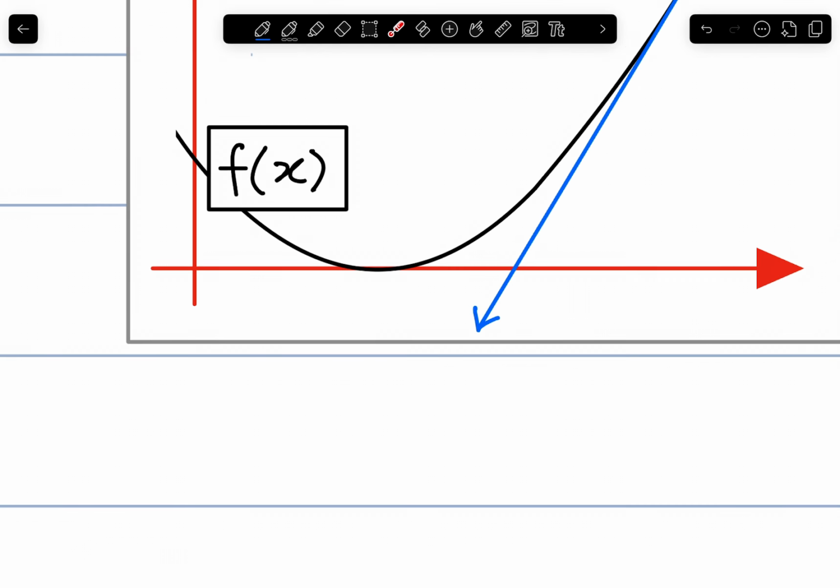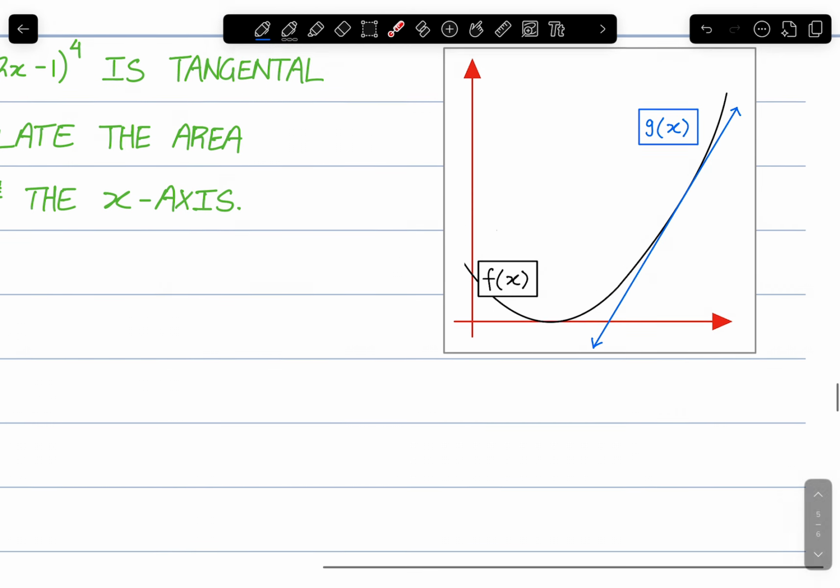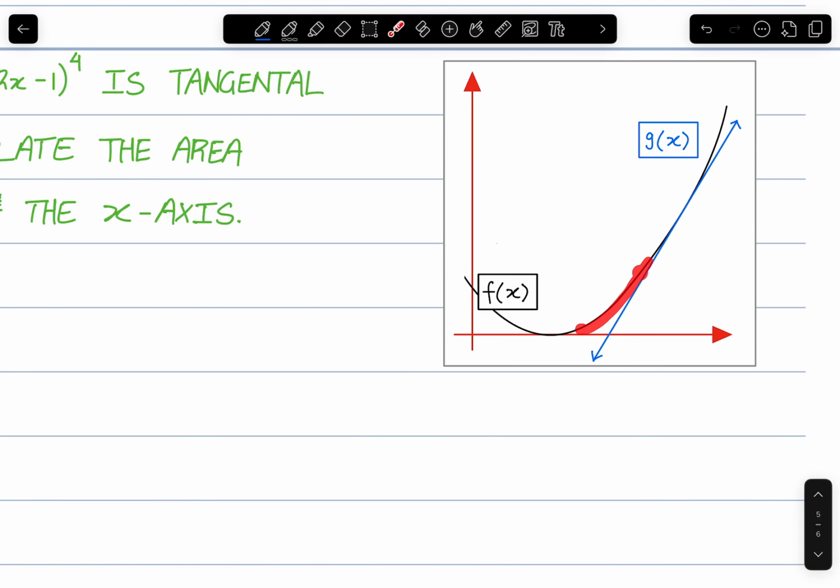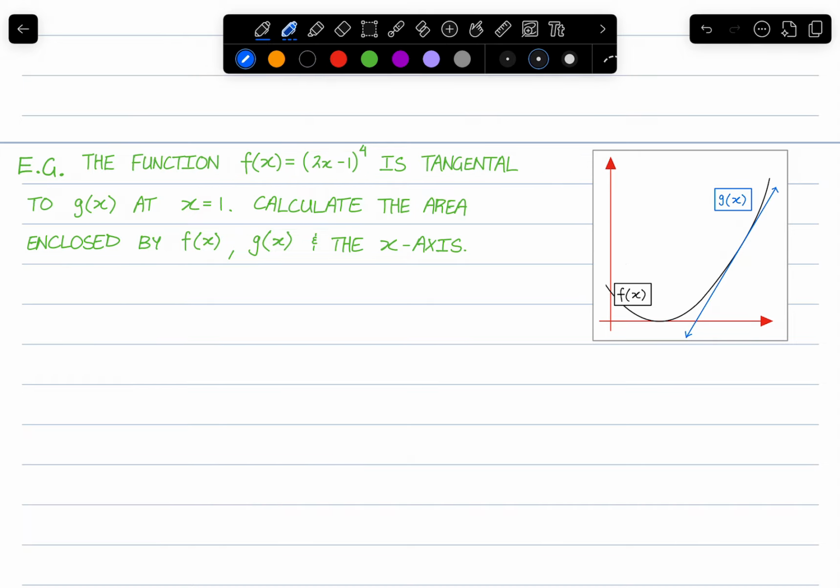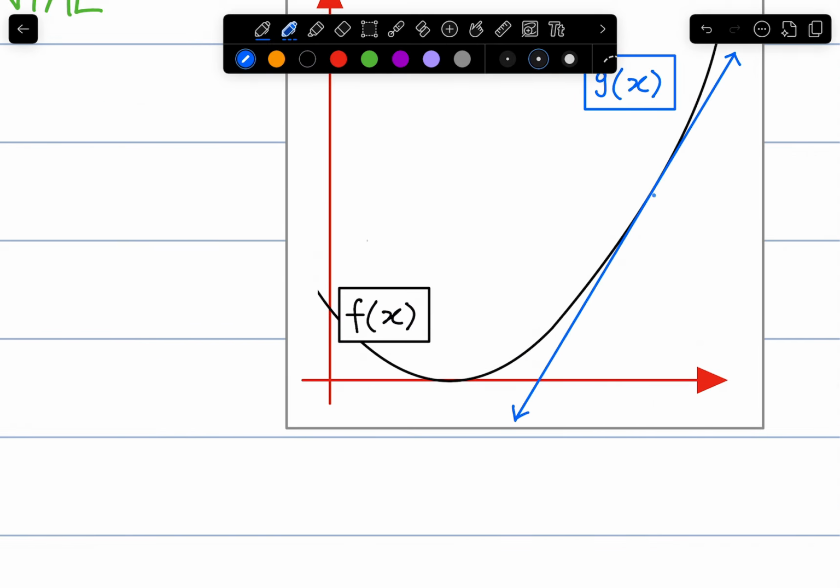Now, I know how I've drawn it here. It's going through, but it's really supposed to just touch the x-axis here. So we are calculating this red area inside, like this. Now, let's actually draw in what it says here. It is a tangent at x equals 1. So that means at this point that they are touching, that is the x value of 1.